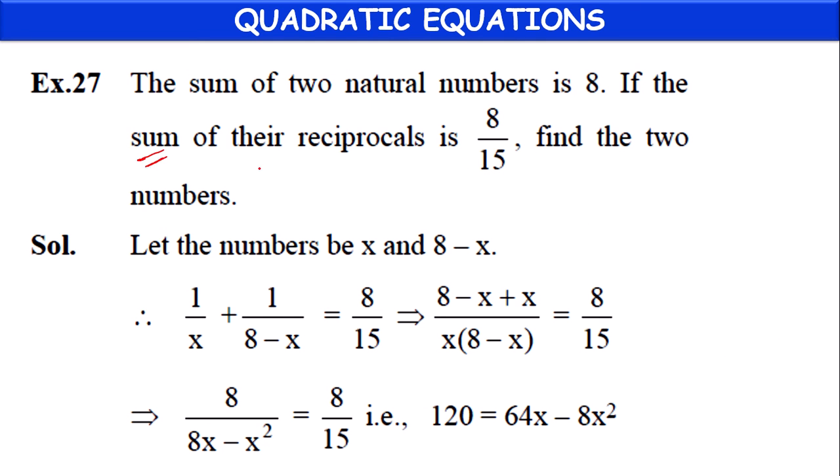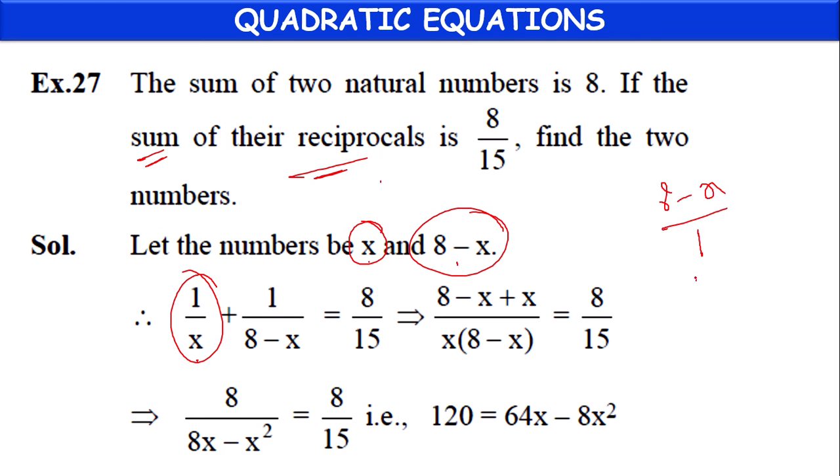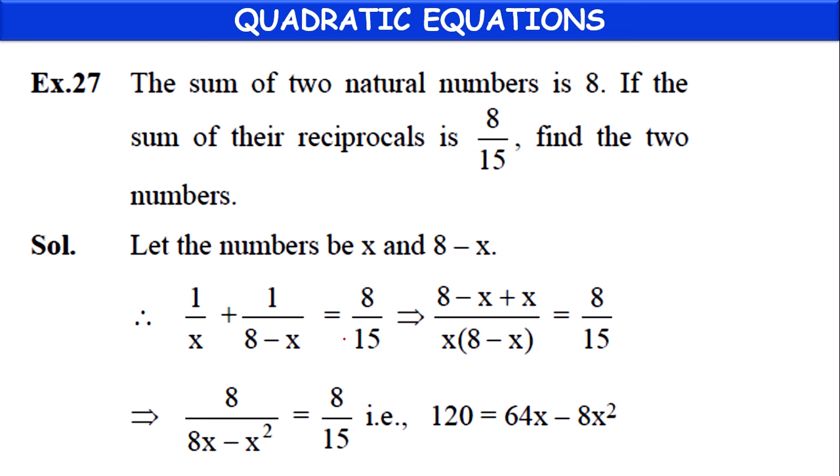Now the sum of reciprocals. The reciprocal of x is 1 by x. The reciprocal of 8 minus x is 1 by 8 minus x, because 8 minus x by 1 is what we have; if there is nothing, we can keep 1. So their sum is 8 by 15.